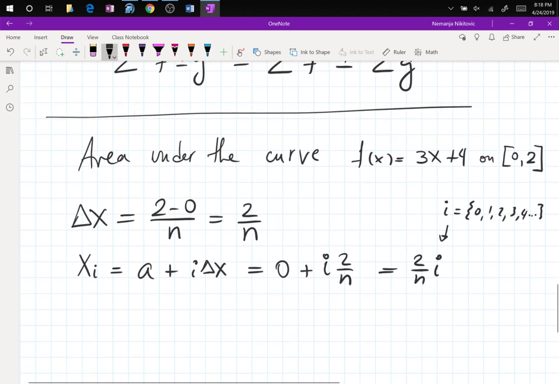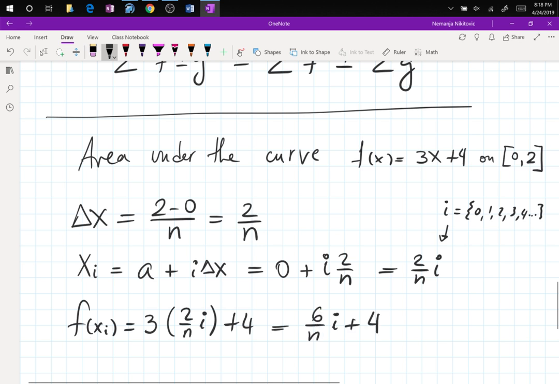Now, what is my f of xi? Well, that's going to be 3 times 2 over n times i, because that's my xi, plus 4. So now when we work this, we get 6 over n times i plus 4.